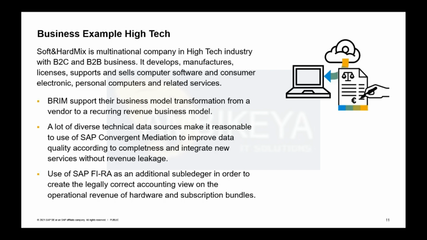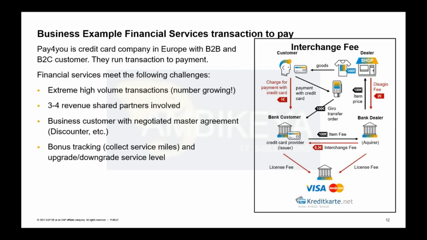They also have convergent mediation in place because they have diverse technical data sources that make it reasonable to use convergent mediation to improve data quality according to completeness and integrate new services without revenue leakage. So this is one example out of the high-tech industry, and you can add SAP as one example as well.